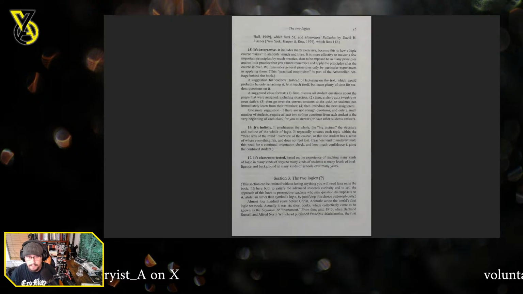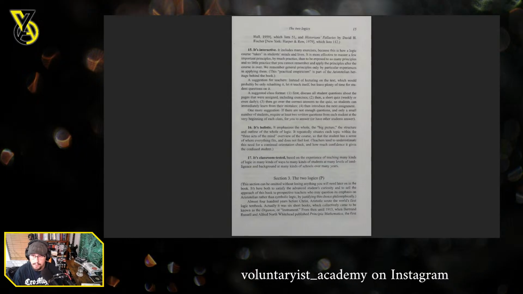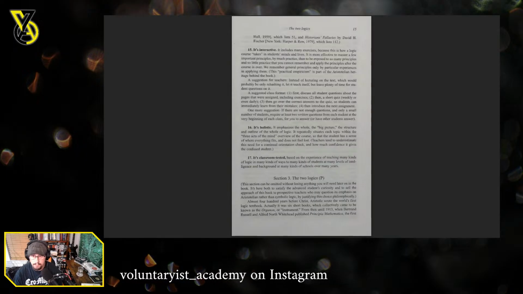It is interactive. It includes many exercises because this is how a logic course takes in students' minds and lives. It is more effective to master a few important principles by much practice than to be exposed to so many principles and so little practice that you cannot remember and apply the principles after the course is over. We remember general principles only by particular experiences in applying them. This practical empiricism, right, is part of the Aristotelian heritage behind this book.